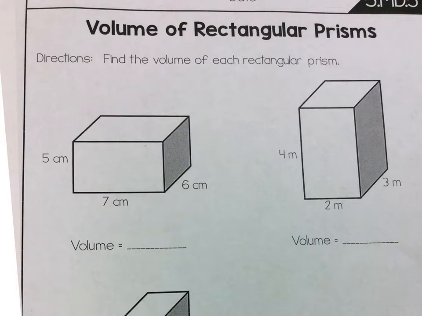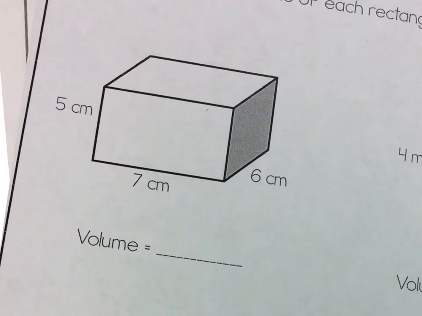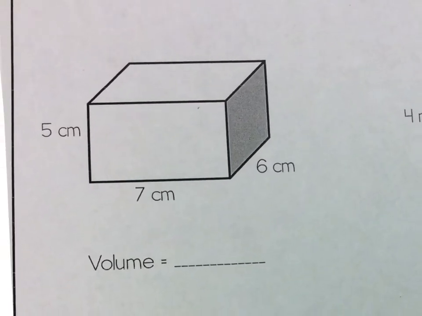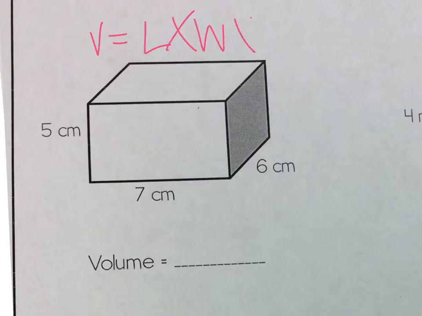All right, let's take a look at this first rectangular prism here on the top. Okay, so it's giving us our numbers. This one is really going to be simple because it's telling us our length, our width, and our height. I'll tell you what I do sometimes when I'm working these. I always make sure that I write volume equals length times width times height. Okay? I make sure that's up there.